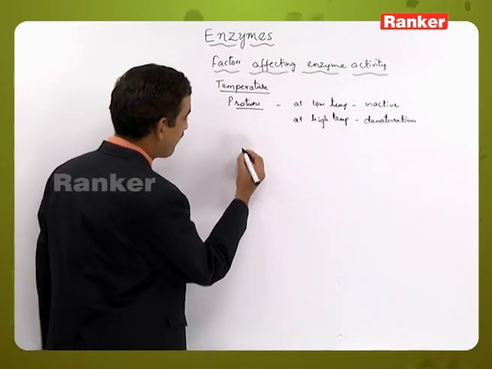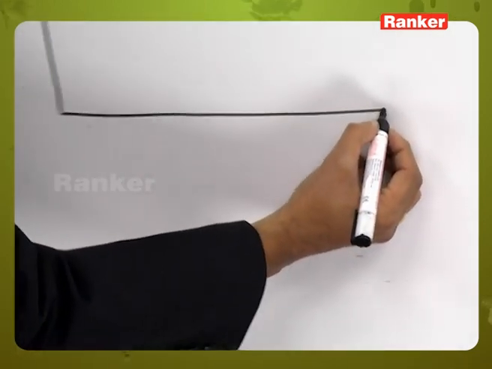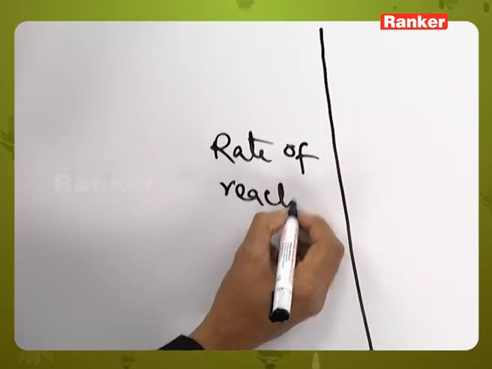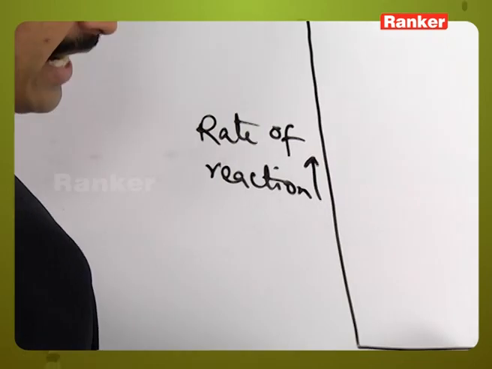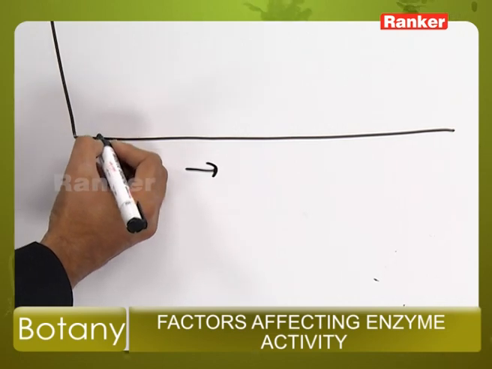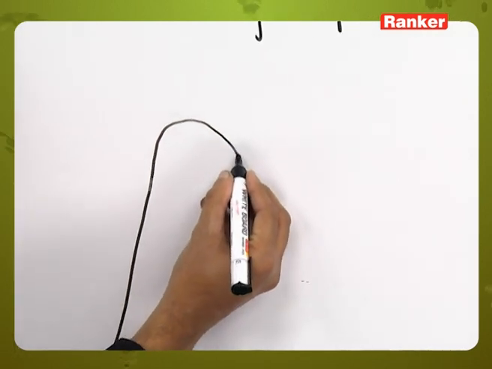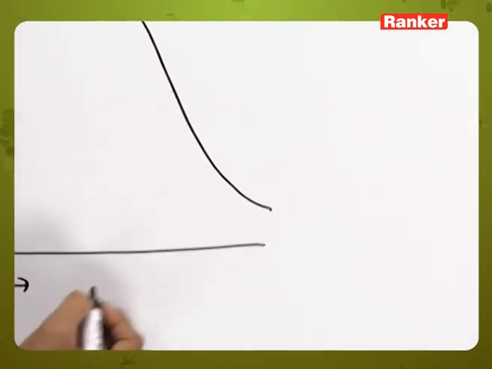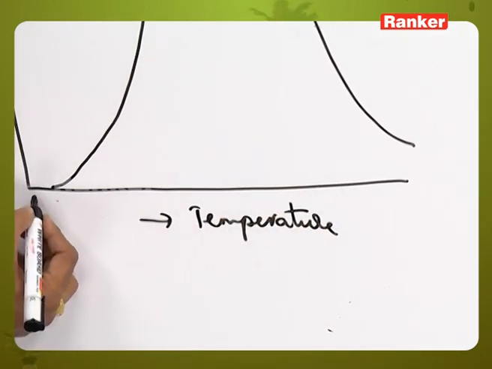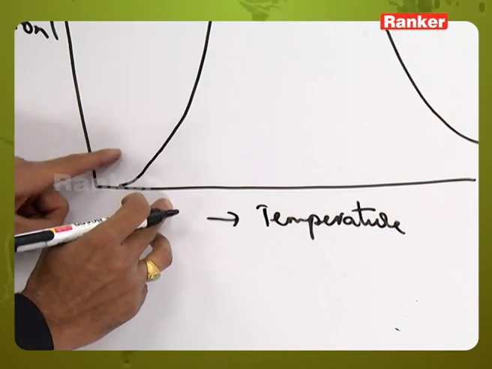So if you draw a graph showing the rate of reaction against the activity of the enzyme, initially the activity will increase, and at one point it will reach the peak level, and beyond that it will decrease. So this is the temperature. At 0 degrees the rate will be low, and as the temperature goes on increasing, the rate of reaction will also increase.